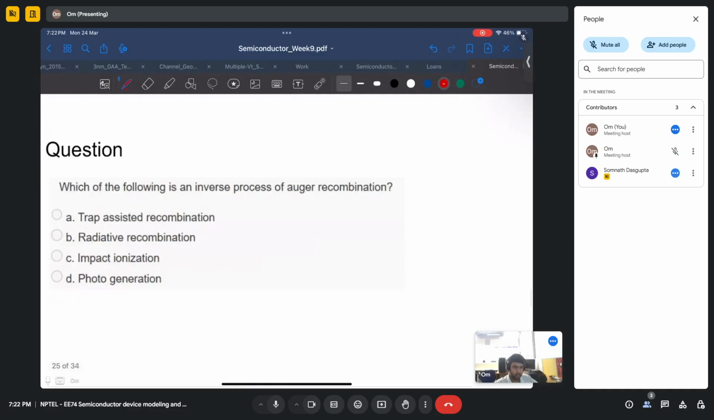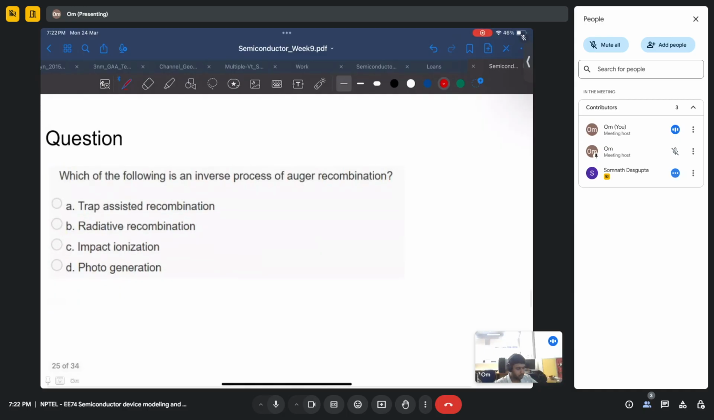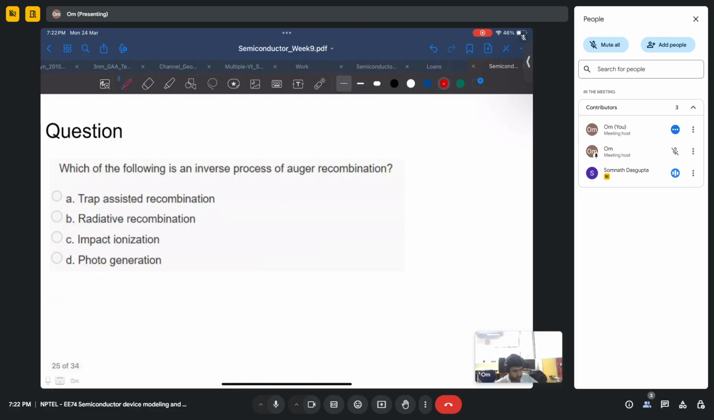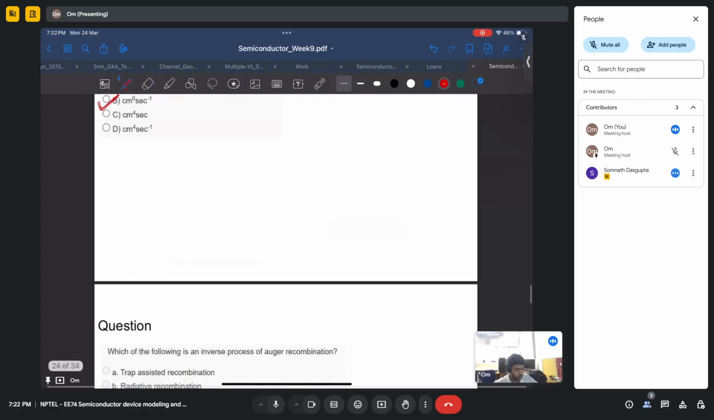Okay, next question. Which of the following is an inverse process of Auger recombination? Right, it is impact ionization. This we saw in the starting also.